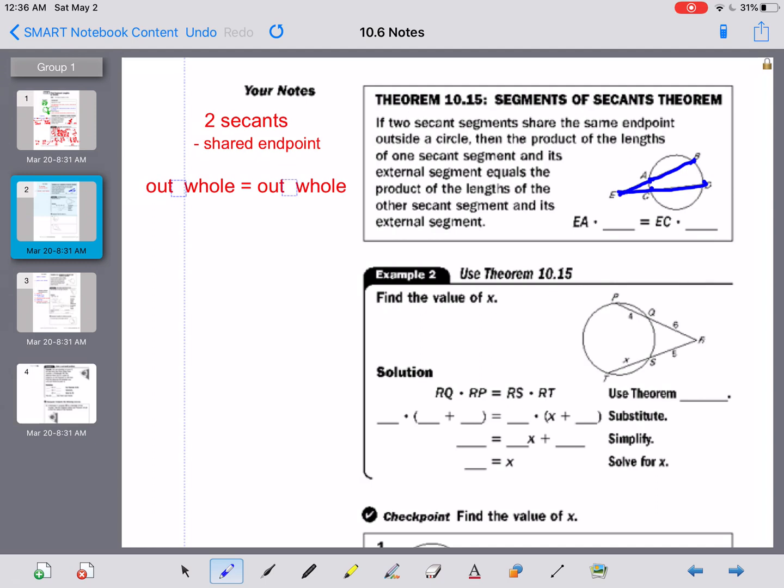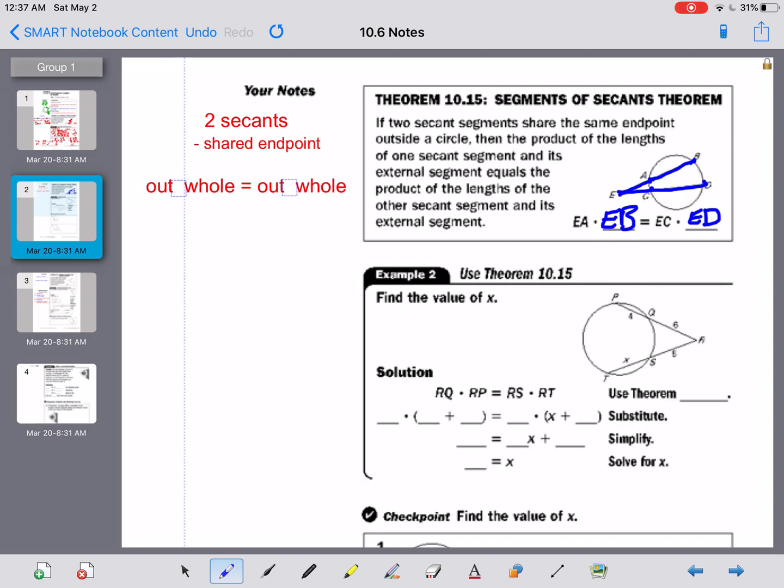So my rule here says if two secant segments share the same endpoint outside a circle, then the product of the lengths of one secant segment and its external segment equals the product of the lengths of the other secant segment and its external segment. So I can fill in the blanks for you here and just tell you EA times EB equals EC times ED. And my guess is that sounded like a bunch of mumbo jumbo. So just like I did with those arcs and those angles, I've kind of come up with these little sayings that make it a little bit easier to remember.